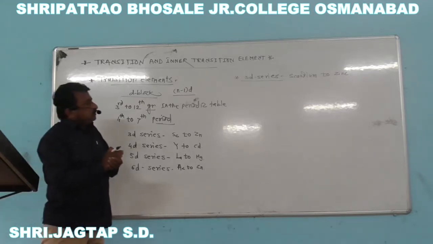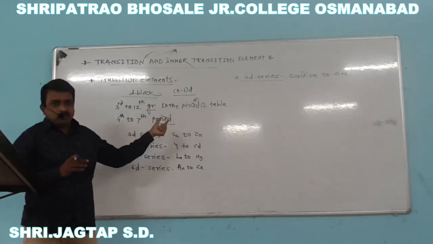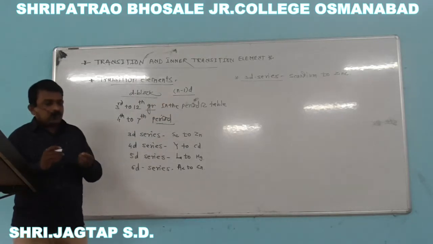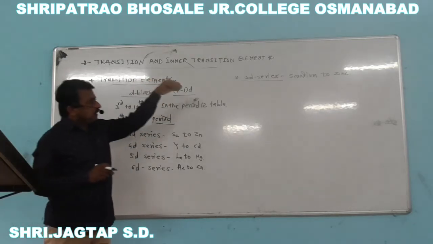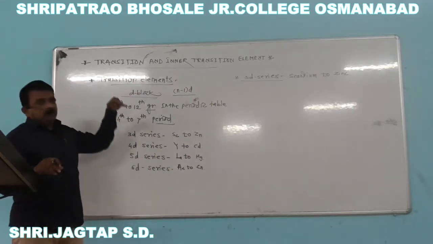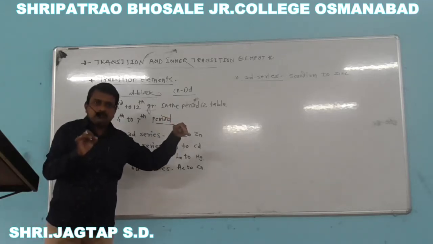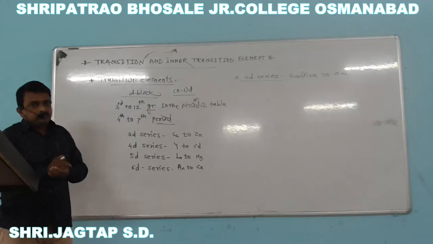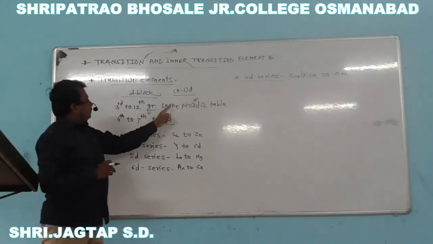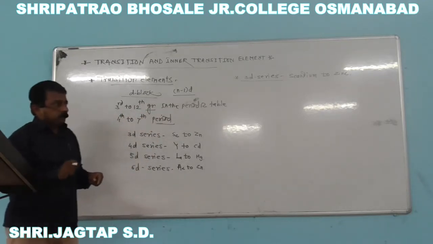So the question may be: give the position of the 3d series in the periodic table. We know these 3d series elements are found in d orbitals. These elements are placed in the 3rd to 12th group and 4th to 7th period in the periodic table.